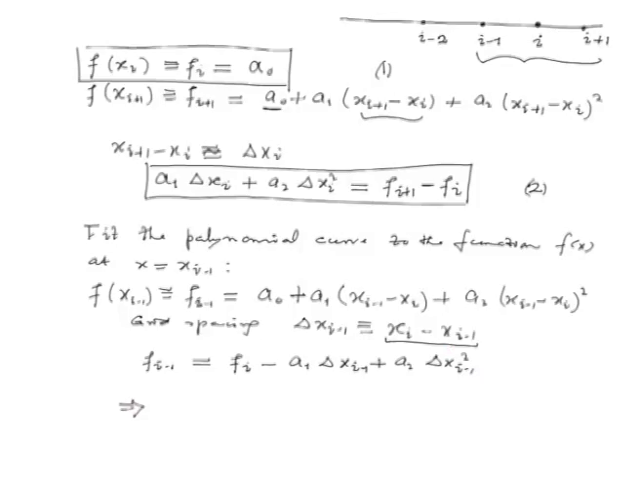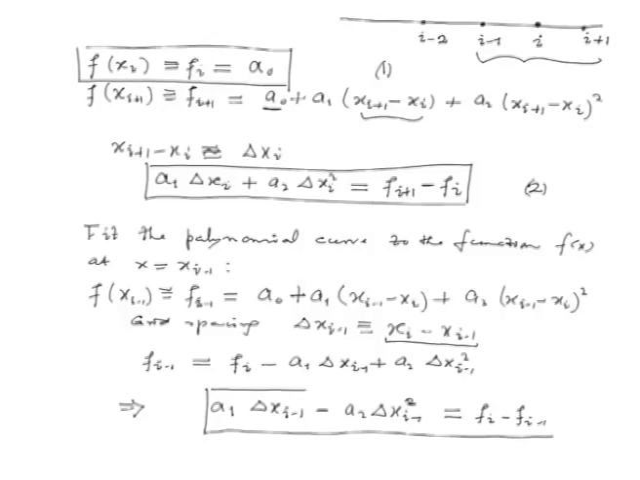So, if we rearrange, what do we get? We get a1 times delta xi minus 1 minus a2 times delta xi minus 1 whole squared is equal to fi minus f of i minus 1. So, this is our third equation. So, now we have got 3 equations for 3 unknowns 1, 2 and 3.